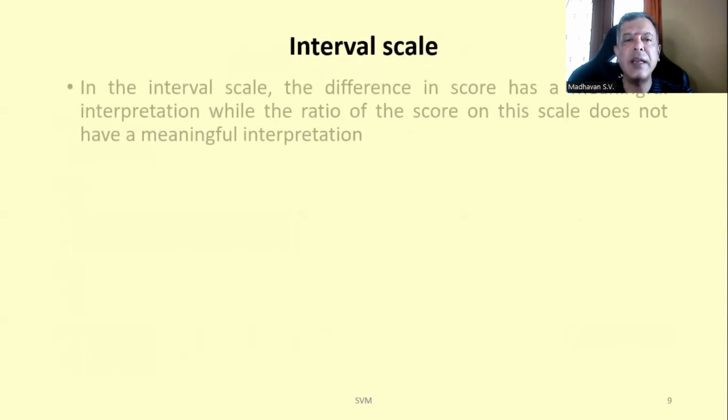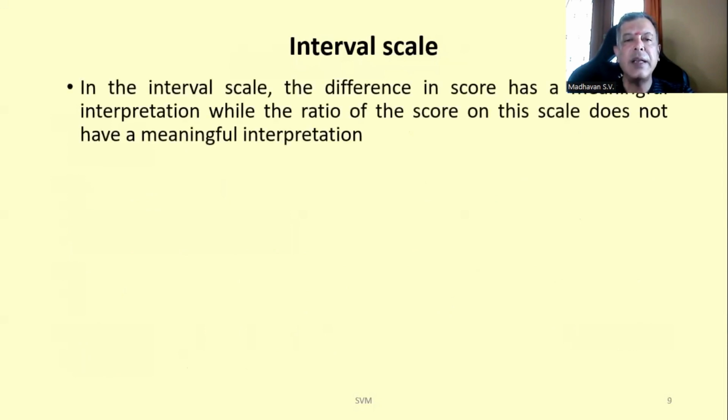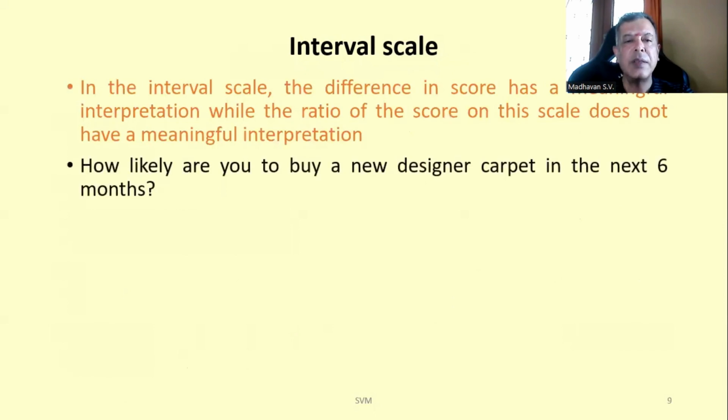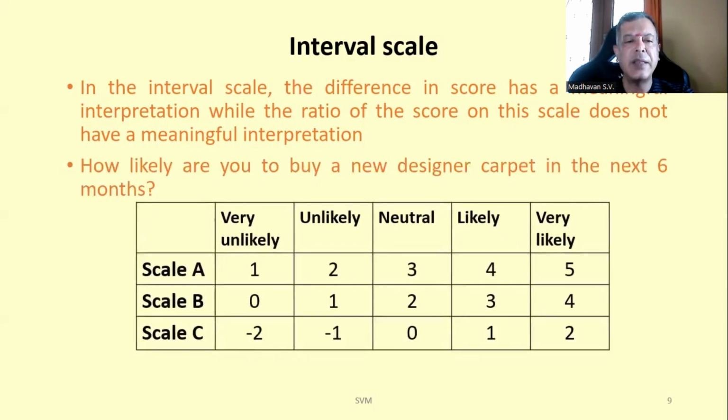Next is interval scale. In this scale, the difference in score has a meaningful interpretation, while the ratio of the score on this scale does not have a meaningful interpretation. One example we will see: in a questionnaire, there is a question saying, how likely are you to buy a new designer carpet in the next 6 months?